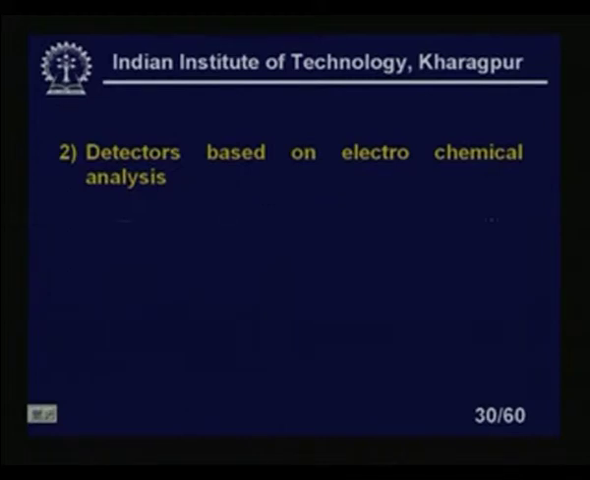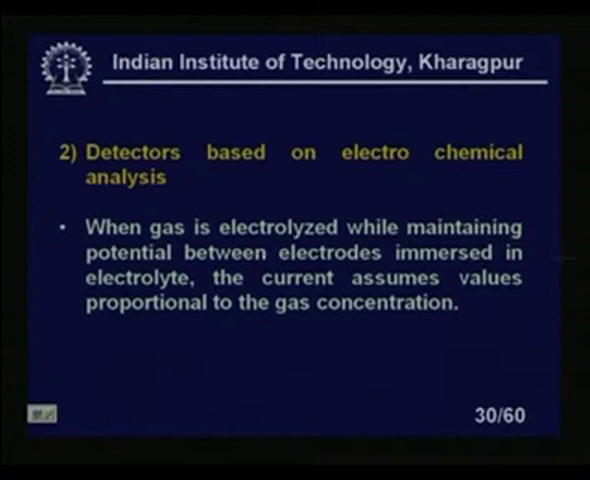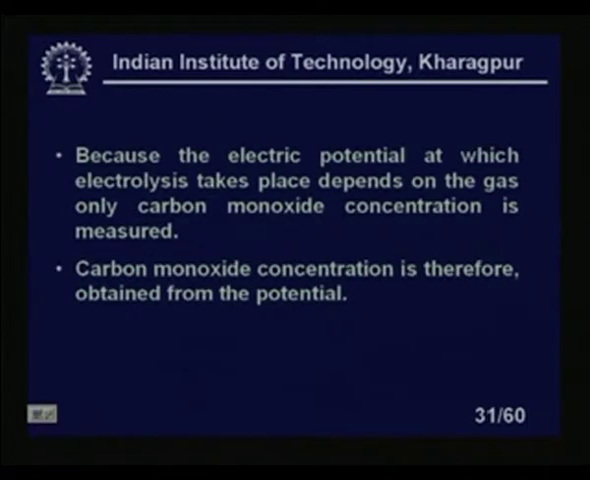Now, detectors based on electrochemical analysis look like this. When the gas is electrolyzed while maintaining the potential between the electrodes immersed in electrolyte, the current assumes a value proportional to the gas concentration, right. Why? Because the electric potential at which the electrolysis takes place depends on the gas only, the carbon monoxide concentration, and the carbon monoxide concentration is measured.